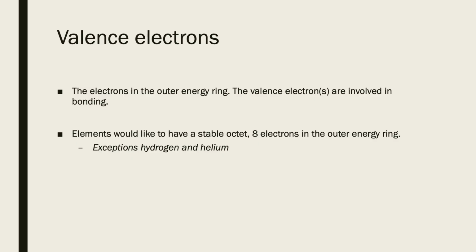Your valence electrons, they're the electrons that you find in the outer energy ring. The valence electrons are the electrons that are going to be involved in bonding. Elements would like to have a stable octet, which is 8 electrons in that outer energy ring. The exceptions are hydrogen and helium. Remember, hydrogen and helium only have one energy ring, and that one energy ring can only hold 2 electrons. Therefore, helium is very happy with its 2 electrons. It is stable. And then hydrogen's goal is to be like helium, to have those 2 electrons.